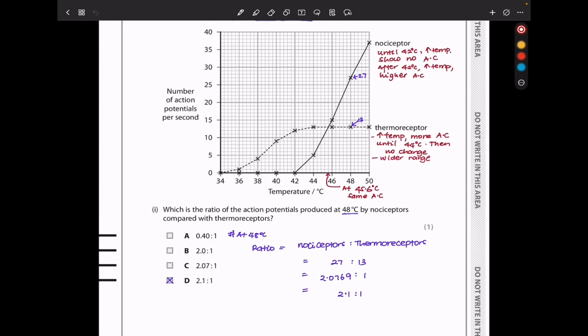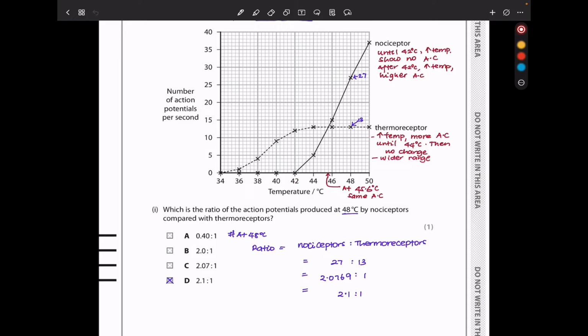So looking at the graph, on the vertical axis we have the number of action potentials per second, and on the horizontal axis we have the temperature. We can see thermoreceptors have more action potentials at lower temperatures in comparison to nociceptors. Nociceptors have zero action potentials between 34 to 42 degrees.